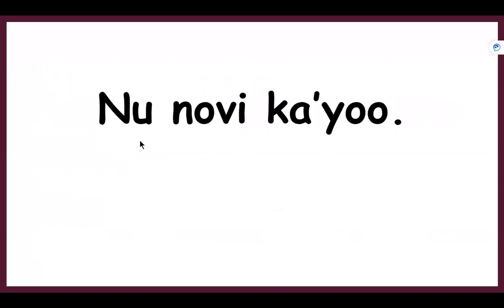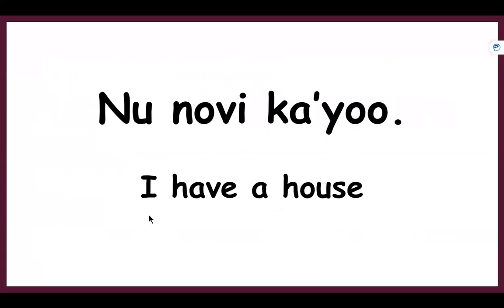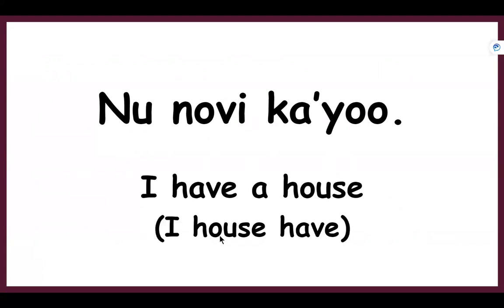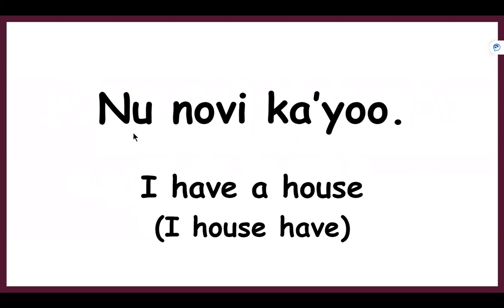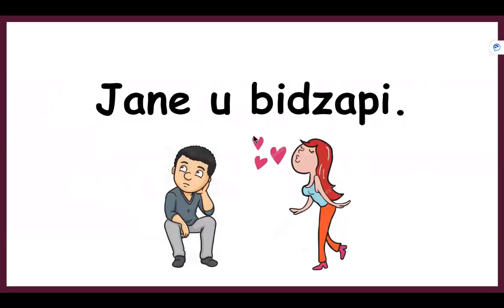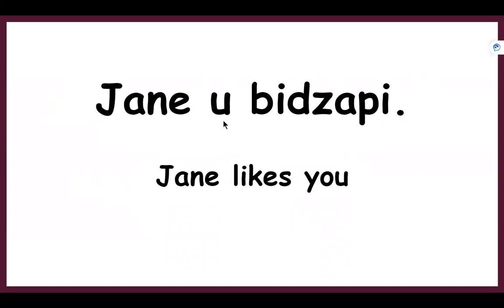Ne nobi katyo. Means I have a house, or I house have in English order. So we see that I am the subject. Nobi is the object. And katyo is the verb, to have. I am the possessor. The nobi is the thing which is possessed. Jane ubidzapi. Jane likes you. Jane is the subject, the one which likes. You are the object, the one which is liked.